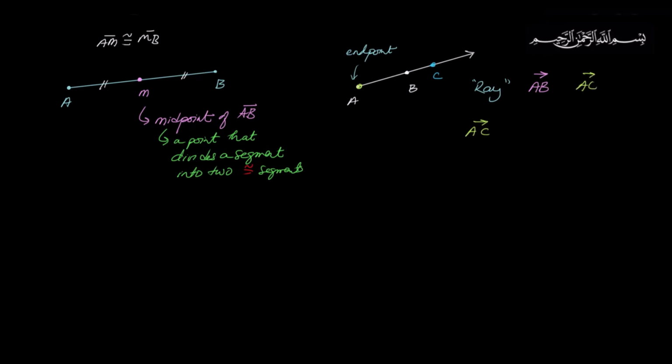Now, since rays go on forever, you can't really measure their length, can we? Because you would have to have a ruler that goes on forever, I guess. So you can't say they're congruent. They're not the same thing. But you can say ray AB and ray AC are the same rays.